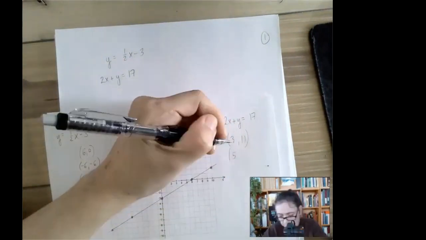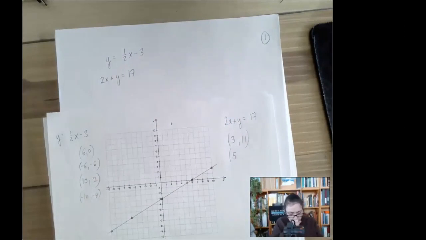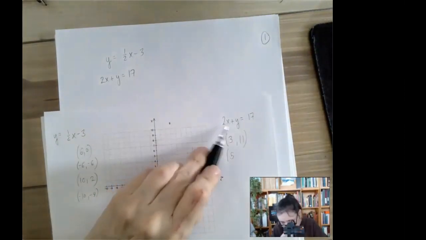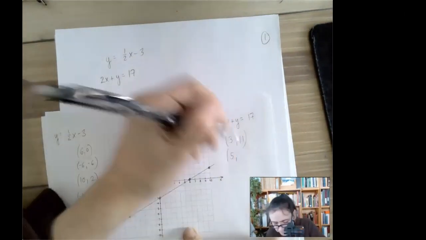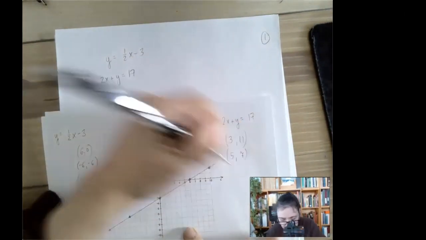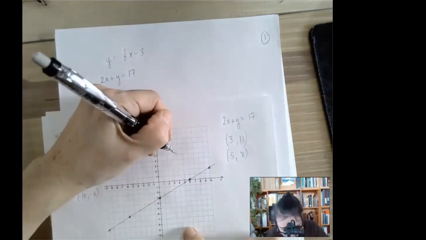Okay, how about 5 then? X is 5. You already have the answer. Excellent. Yes, 2 times 5 is 10. 10 plus what is 17? How about 7? So 5, 7.